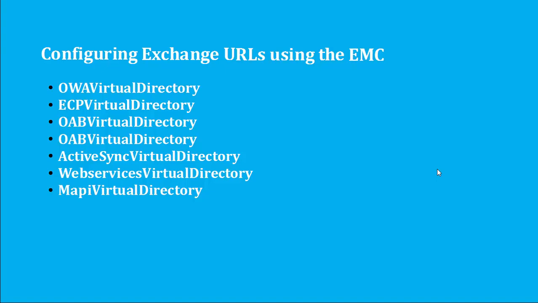Next is to change Exchange virtual directory URLs. Exchange virtual directory URLs can be modified using Exchange Management Shell. To make it simple, I use a PowerShell script. To copy the script, you can visit niasitpro.com.